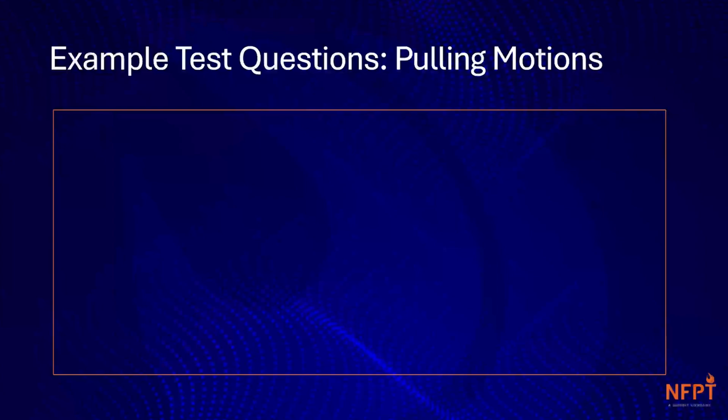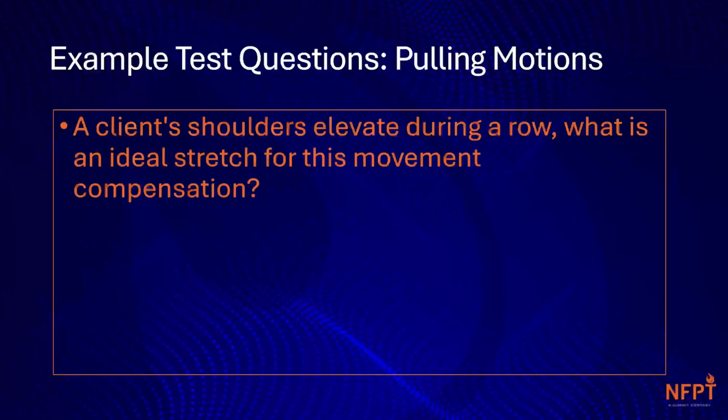Now let's talk about some example test questions that could show up. I'm not going to include answer options, and I think that's a good thing because oftentimes it's helpful for you to be able to think through what the question is asking before you try to choose from the answer options. So, an example of how this might show up on test day is like this: a client's shoulders elevate during a row. What is an ideal stretch for this movement compensation?